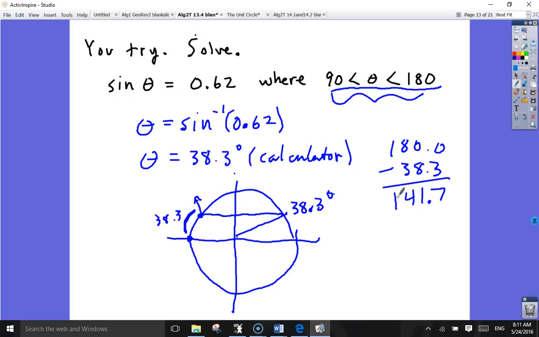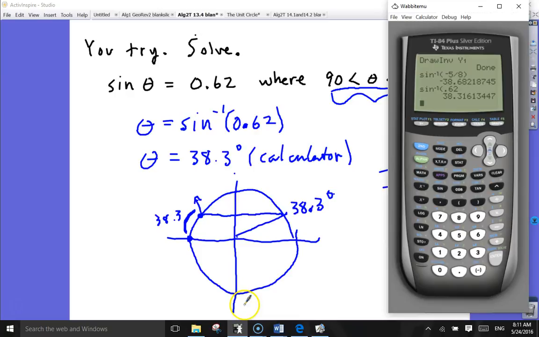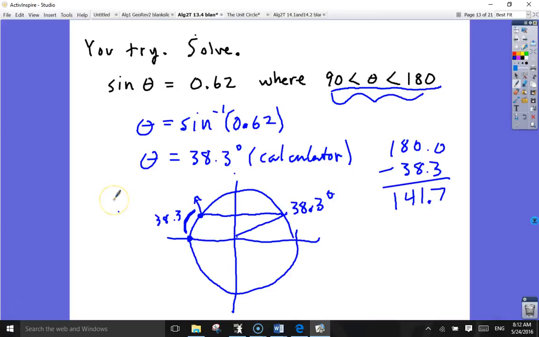You can check it out. Let's just take the sine of 141.7. Calculator time. What is the sine of 141.7? 0.62. So it has that same value in two places. First we use the calculator, then we use a little bit of geometry to figure out where that other answer is.